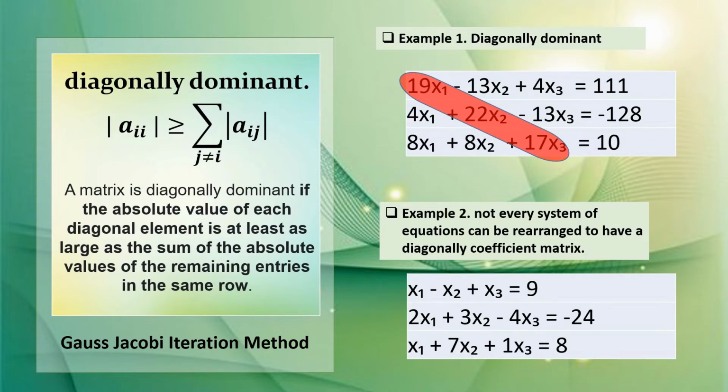So what does diagonally dominant mean? A matrix can be considered diagonally dominant if the absolute value of each diagonal element is at least as large as the sum of the absolute values of the remaining entries in the same row. For example number 1, the system of algebraic equations is diagonally dominant. For example number 2, considering this system of equations, not every system of equations can be rearranged to have a diagonally dominant coefficient matrix.